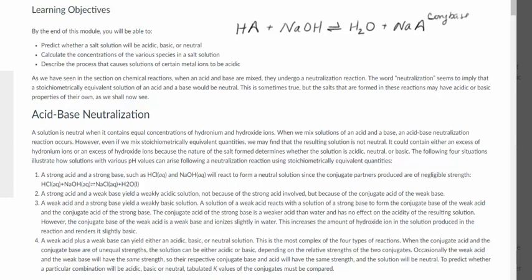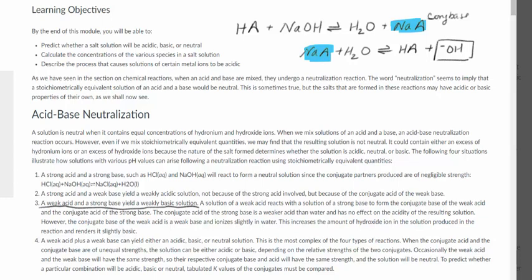Now remember from Chemistry 1 that sodium compounds are all soluble. So when I have this salt in water, I'm going to end up making weak acid, and if we've taken a hydrogen away from that water, I'm going to be making hydroxide. Because this salt ends up reacting with water to make hydroxide in solution, a weak acid and a strong base yield a weakly basic solution.